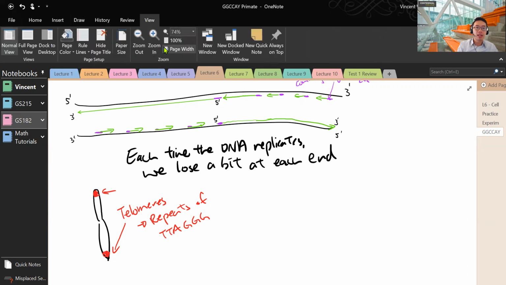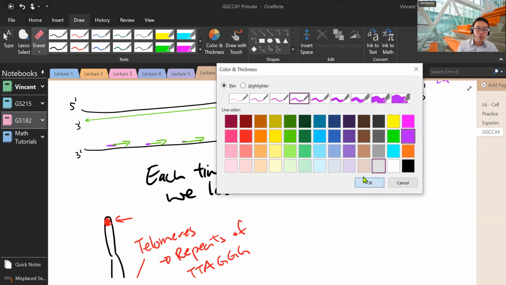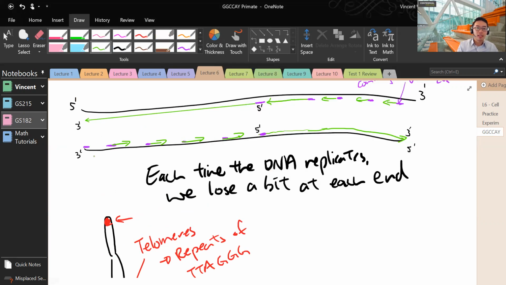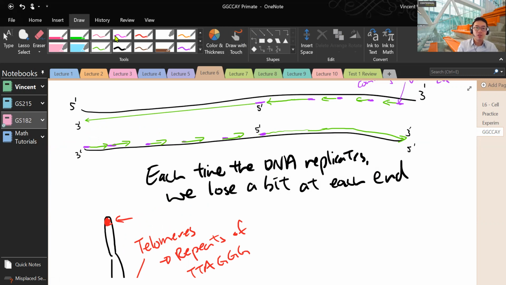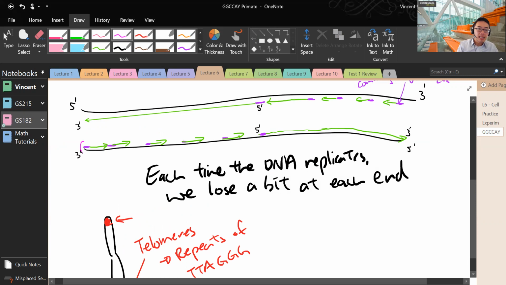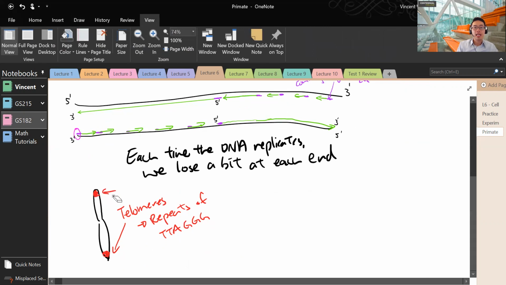Now, you might be thinking, well, how about we put a primer right at the edge, and then we can copy? Yeah, that works, but you will still lose some, because even if you put the primer at the edge, that part will not be replicated because there's no polymerase coming from upstream. So for that reason, the chromosome gets shorter and shorter every time it divides.